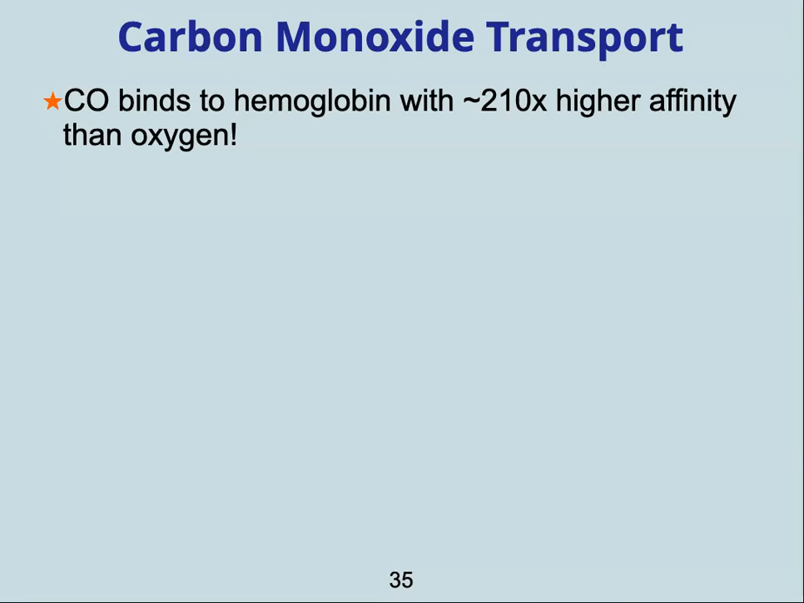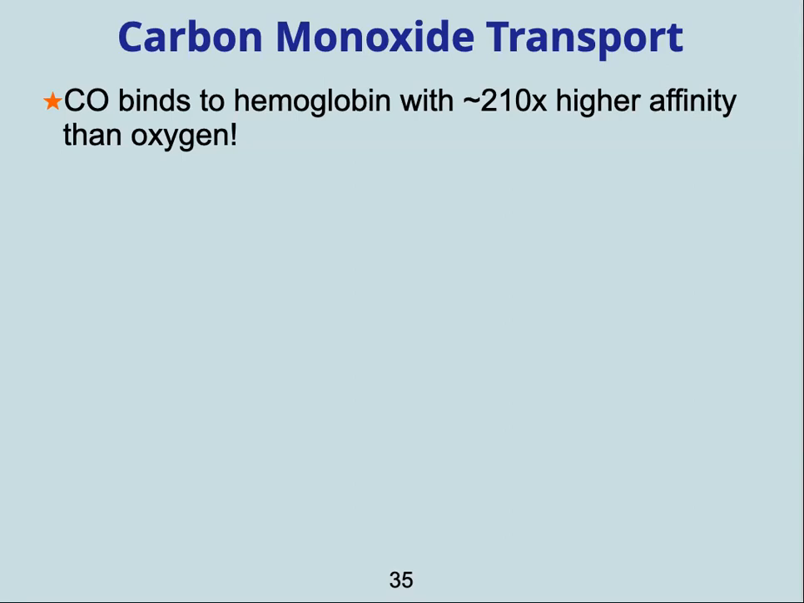Let's now take a look at carbon monoxide transport. So the transport of carbon monoxide is obviously not something that's normal, but it's something that can happen when you have carbon monoxide poisoning. Carbon monoxide actually binds to hemoglobin at the same site as oxygen, but with 210 times the affinity compared to oxygen. And when it's bound to carbon monoxide, it forms carboxyhemoglobin.